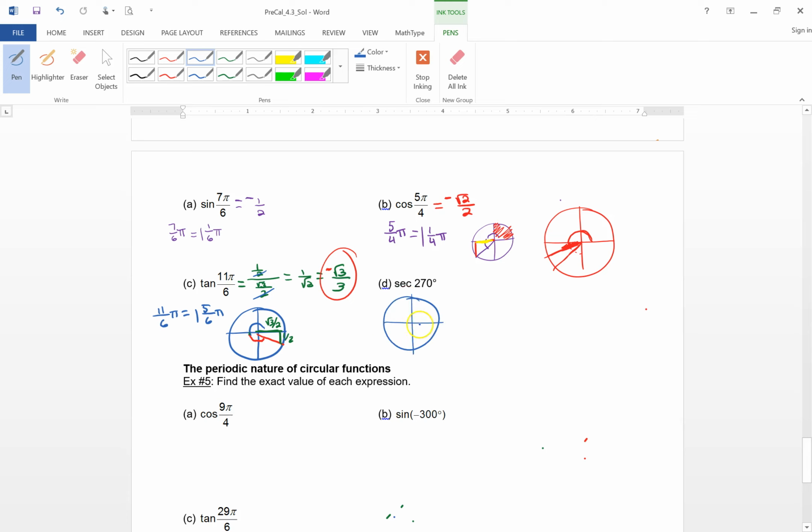270, this is 180, 270 is right there. It's on this axis, right? So if I go to this point, what's the coordinate there at that point? X is 0, y is minus 1. Okay, this is how we do quadrantal angles. X is 0, y is minus 1.